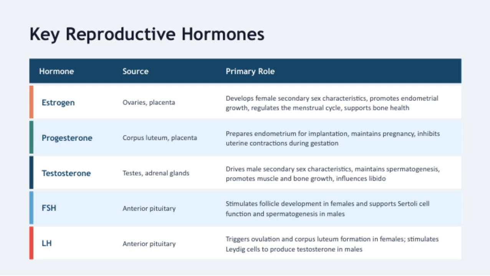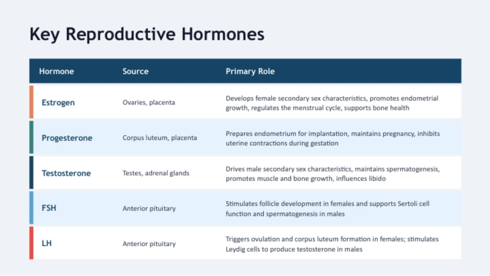It also supports spermatogenesis and influences libido. Then there's progesterone, which is produced by the corpus luteum and the placenta. Its primary role is to prepare the endometrium, the lining of the uterus, for implantation of a fertilized egg. It also helps maintain pregnancy and inhibits uterine contractions during gestation.